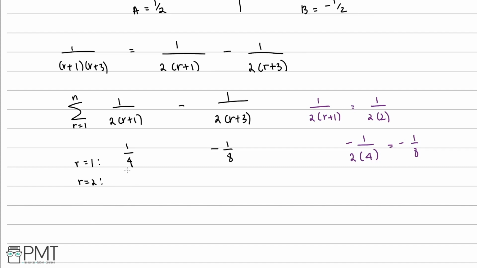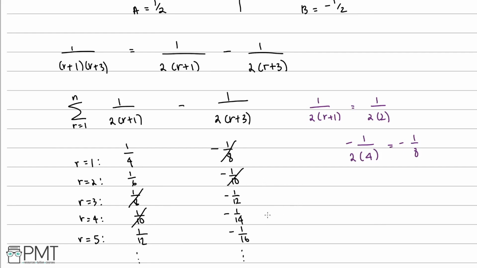We can do the same thing for r is equal to 2, r is equal to 3, r is equal to 4, and so on, until we get r is equal to n, which is the last term in our sequence. Now you can notice that some terms on the left-hand side will cancel with some previous terms on the right-hand side. For example, when r is equal to 3, the 1/8 cancels with the minus 1/8 when r is equal to 1. Similarly, when r is equal to 4, the 1/10 cancels with the minus 1/10 when r is equal to 2. And you can see that this pattern will repeat.